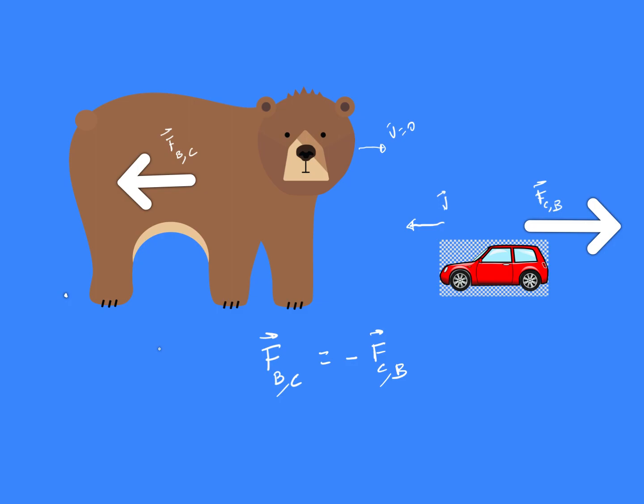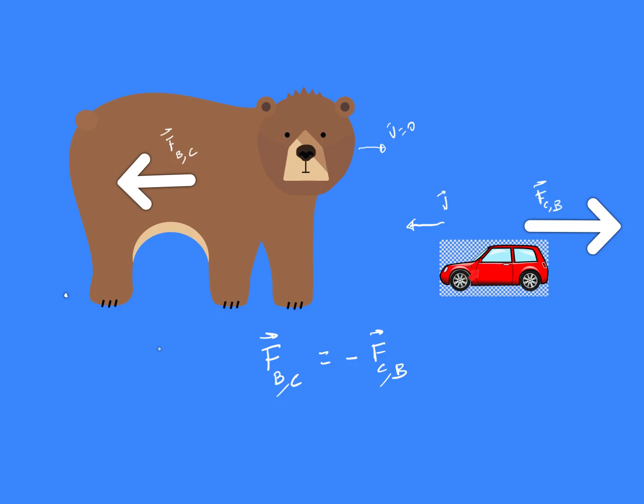Let's visualize more the third law of Newton. This is the force on the bear due to the car. It's going in this direction. This is the force on the car due to the bear. It's going in the opposite direction. What is this magnitude? This magnitude, the length, is the same length as here. This is what Newton's law says.